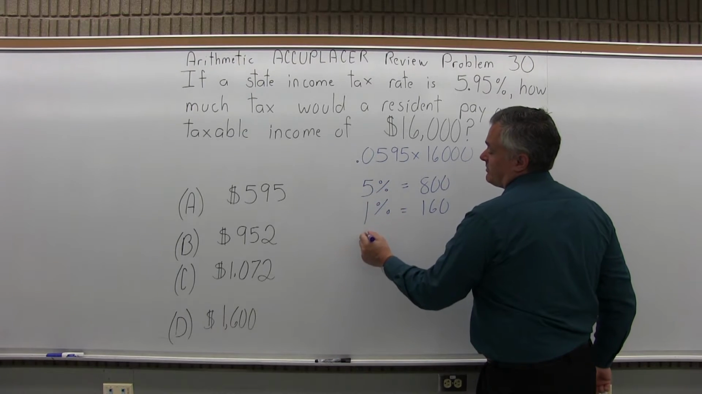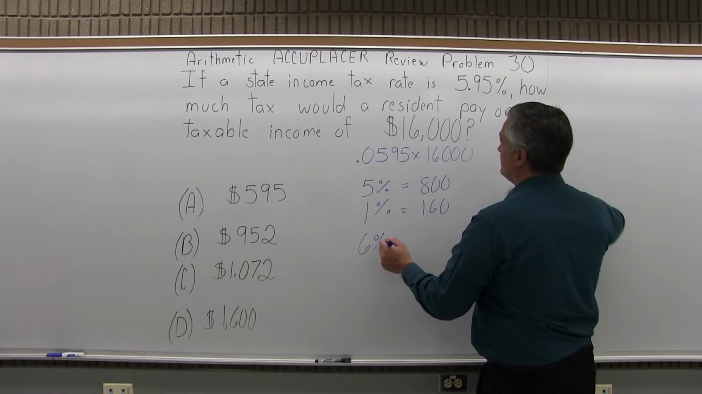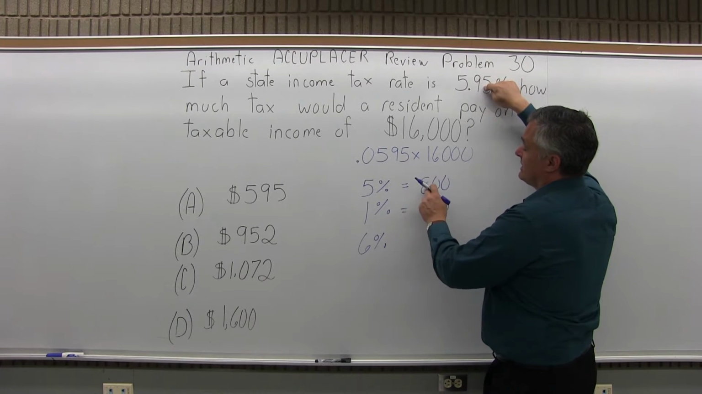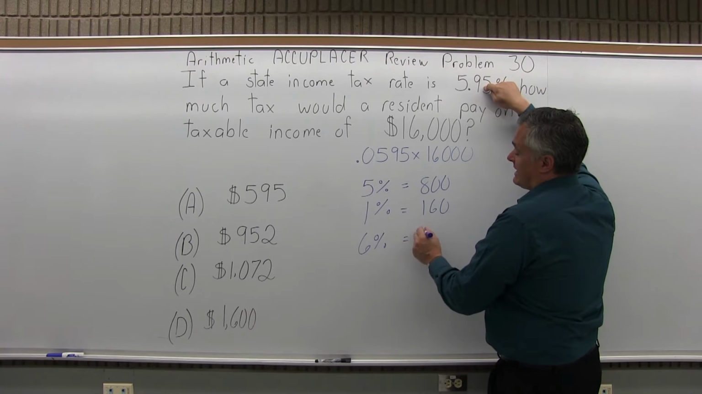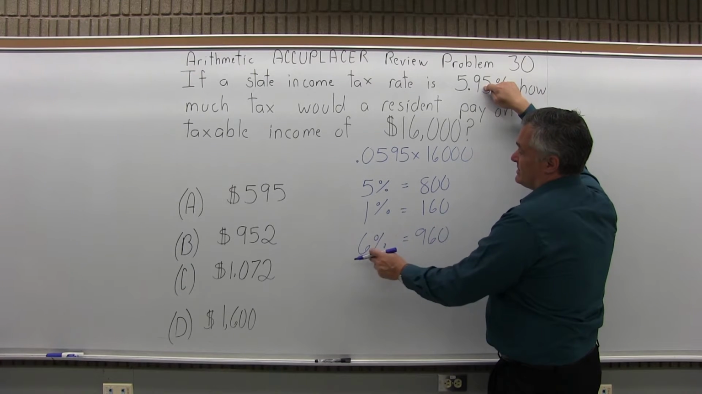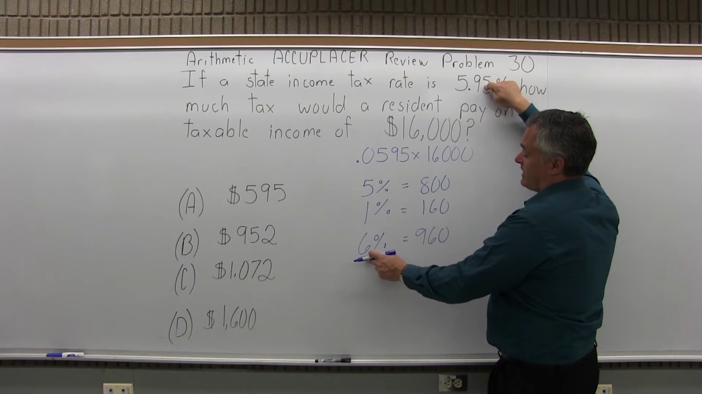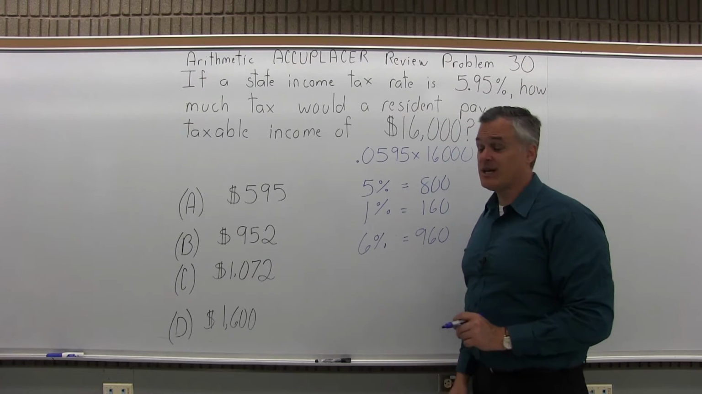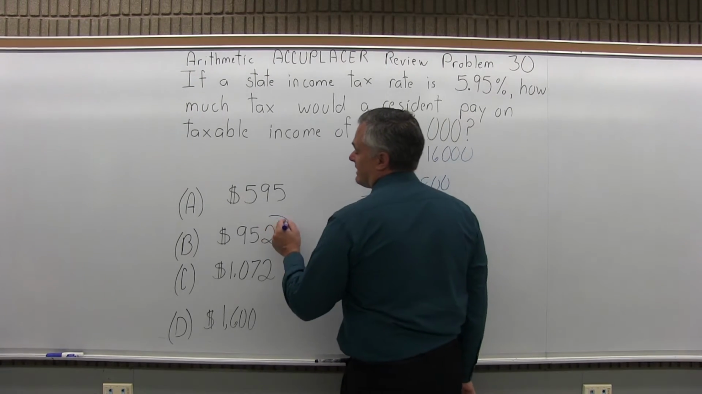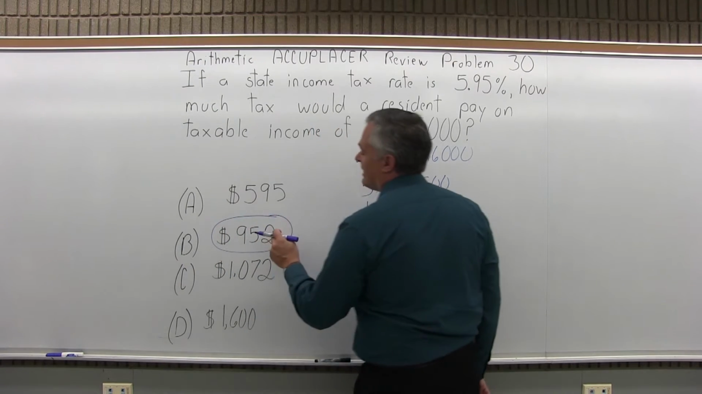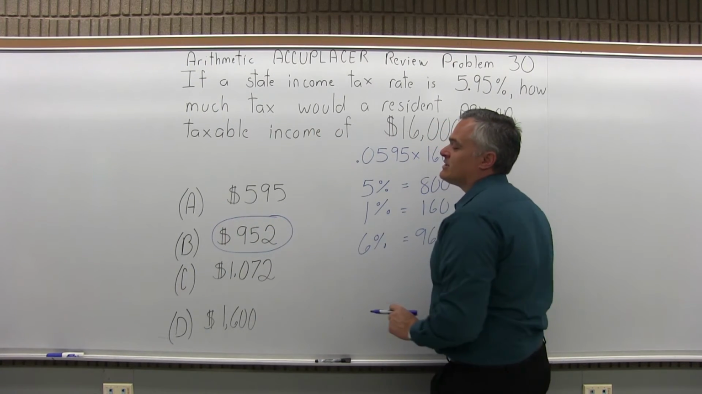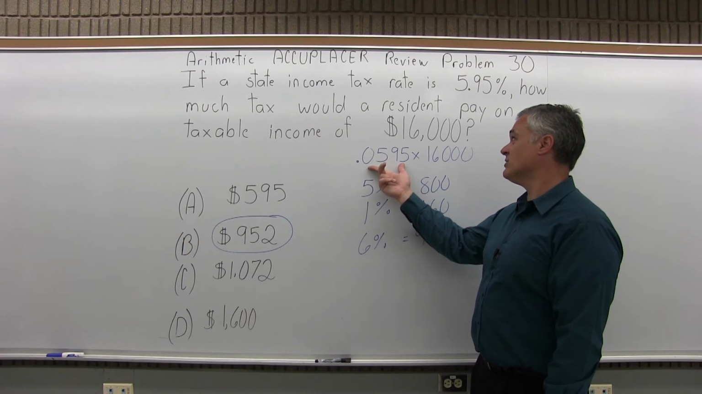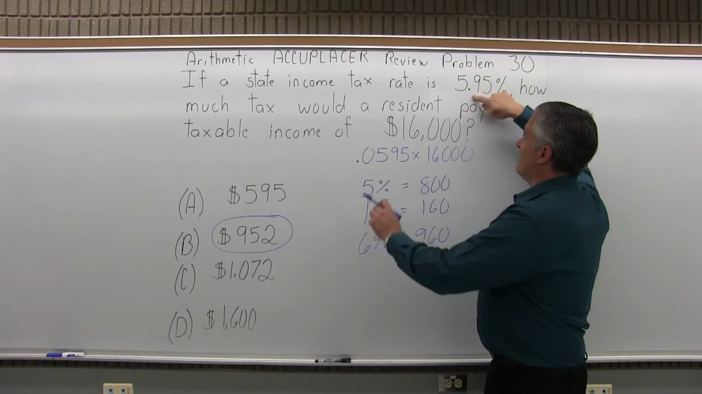So 5% plus 1% is 6%, which is really close to 5.95%. It's not exactly the same, but really close. 800 plus 160 is 960. So 6% is a tiny bit more than 5.95%. 960 is a tiny bit more than option B, which is 952. So because they have the options listed for me, pretty quickly I can see that the answer has to be option B.